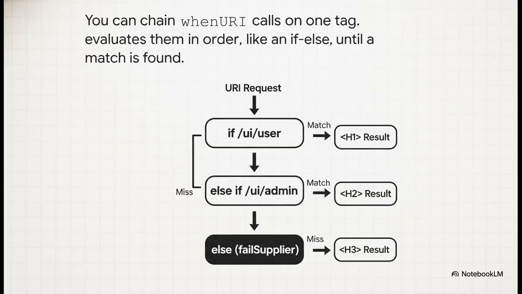And this is where it gets really powerful. You can chain these whenURI calls together on the exact same tag. The framework is smart. It evaluates them in order. First, it checks for /UI/user. If that's a no, it just moves on to the next whenURI call and checks for /UI/admin. If that's also a no, it finally gives up and executes the fail supplier on the very last call in the chain. It's literally like writing an if, else block in your code.